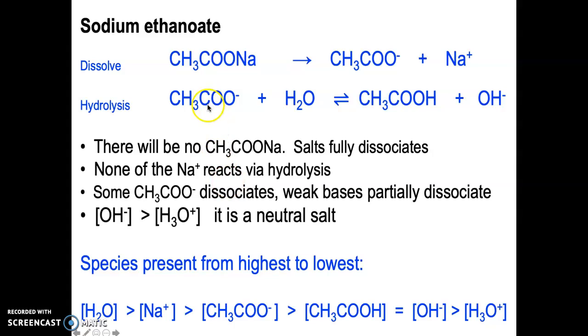When the ethanoate reacts with the water, it produces ethanoic acid and hydroxides in equal concentrations, and so those two are there in equal concentration. And your final ion that you need to remember is you will have your hydroniums. They're always present, albeit they'll be very low.